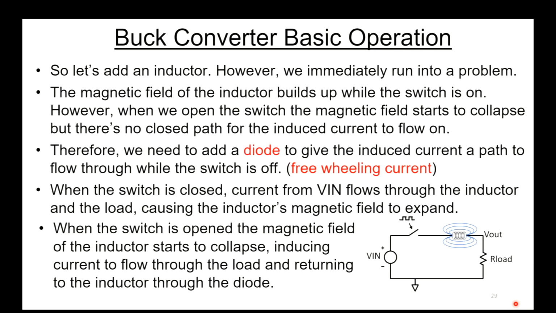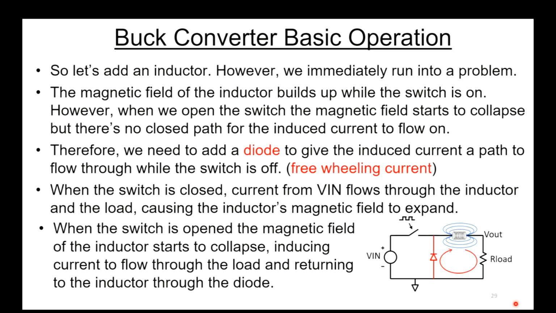So let's go ahead and add an inductor. However, we immediately run into a problem. The magnetic field of the inductor builds up while the switch is on. However, when we open the switch, the magnetic field starts to collapse, but there's no path for the inductor current to flow on. Therefore, we need to add a diode to give the induced current a path to flow on while the switch is off. I believe this is referred to as the freewheeling current.